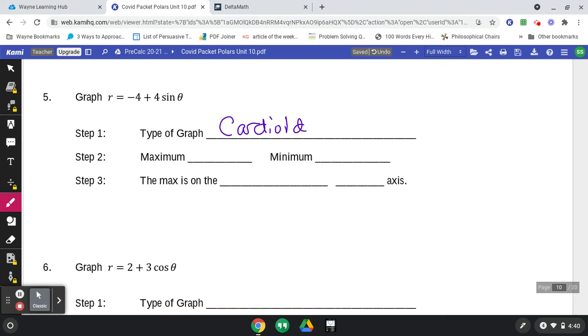Add the two together to get the maximum of 8. Subtract to get a minimum of 0. And the maximum is going to happen on the positive. And sine is y. So it's going to happen on the positive y-axis, meaning the 8 is going to go on the positive y-axis.